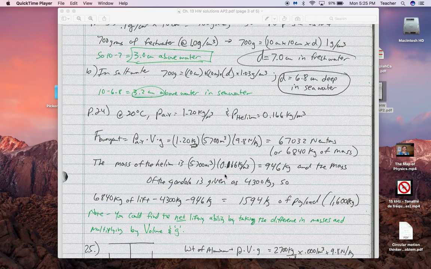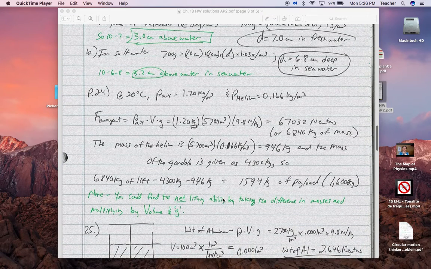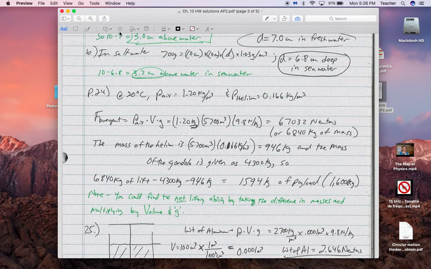But the mass of the helium isn't zero, it's 946 kilograms, because it has a density as well. And the gondola has a mass of 4,300 kilograms. So we've got this amount of mass that could be lifted, minus the mass of the gondola, minus the mass of the helium. So we end up with a net payload of 1,594 kilograms, or 1,600 kilograms, or around 16,000 newtons. I think I was trying to do this method in class where you could find the net lifting ability by taking the difference between, that should not say difference between the masses, that should say the difference between the densities. I will fix that.